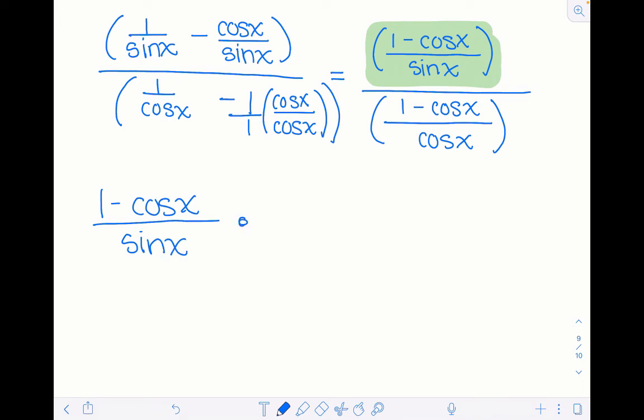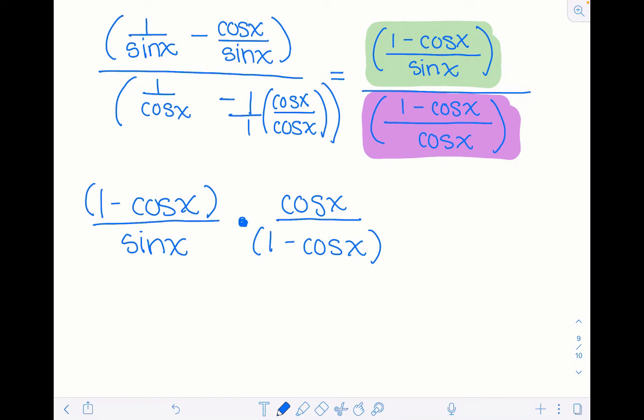And then you multiply by the reciprocal of the denominator fraction. And the reciprocal just means we flip the fraction. So instead of dividing by 1 minus cosine x over cosine x, it's the same thing as multiplying by cosine of x over 1 minus cosine x.